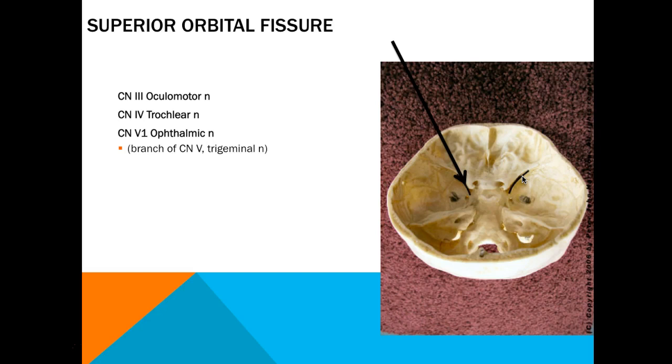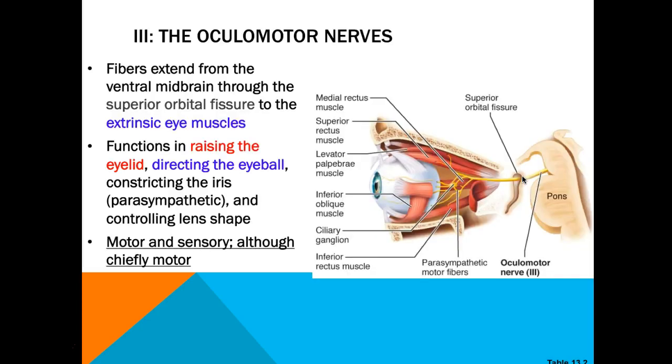Now notice that we said V1, not just V for 5, and that's because we will soon learn that cranial nerve number 5, known as your trigeminal nerve, will give off 3 branches. So this is the first branch off of that trigeminal nerve. And lastly, we have cranial nerve number 6, your abducent nerve.